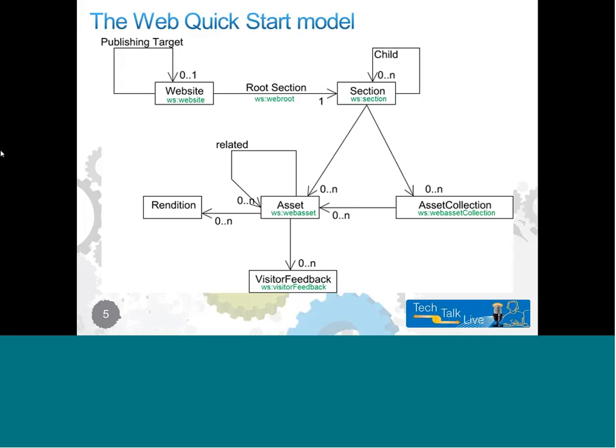An asset can also have various renditions. So one example is the koala image is an asset. It has numerous renditions, one for each of the different size images that were generated for me. An asset, as we saw, can also have related visitor feedback. So we saw when I commented on the blog post, there was a link between the comment that I put in and the blog post itself.